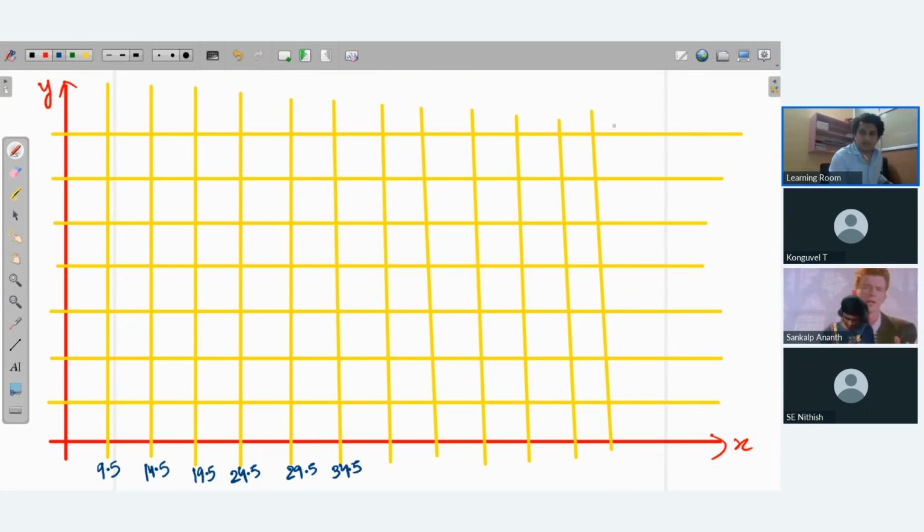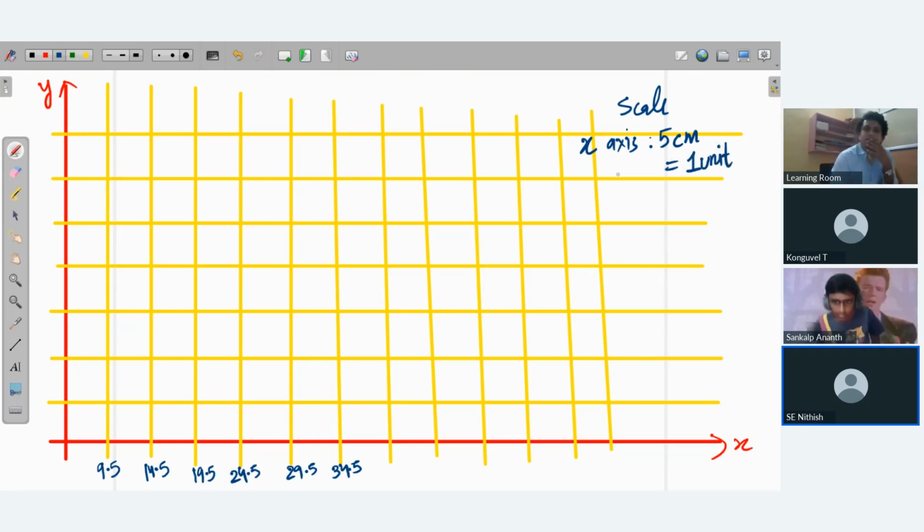And then 34.5. So what's the scale? On the x-axis, 1 centimeter is equal to 9.5 units, sir. The gap is 1 centimeter, right, sir? 9.5 and 40.5. Okay.